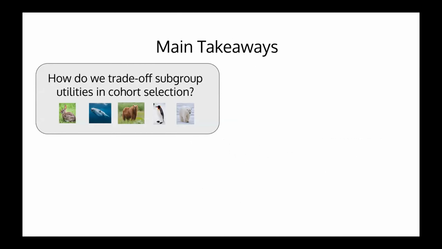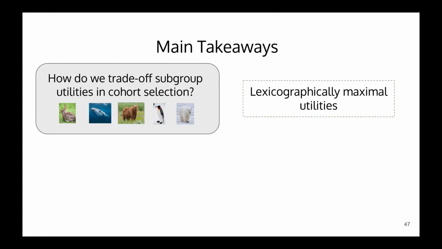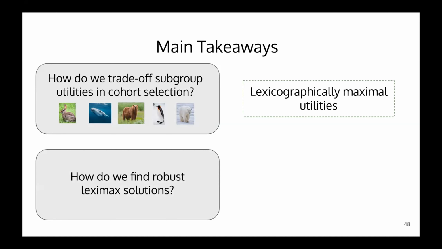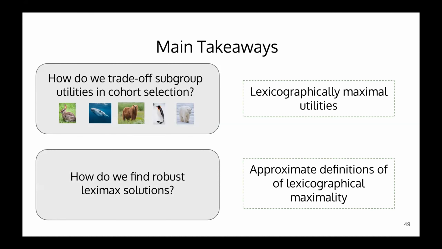And so for the main takeaways of this talk, what we really want to say is, okay, in this cohort selection where we want to maximize diversity and representation, what really makes sense is this flexible representation of utilities. And we can trade off these utilities by this definition of lexicographically maximal utilities. And finding these solutions that are robust leads us to explore different approximate notions. We talked about two quickly in this presentation, but we have more in our paper that we can direct you to.